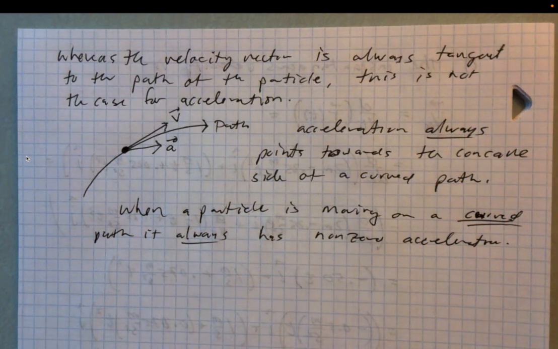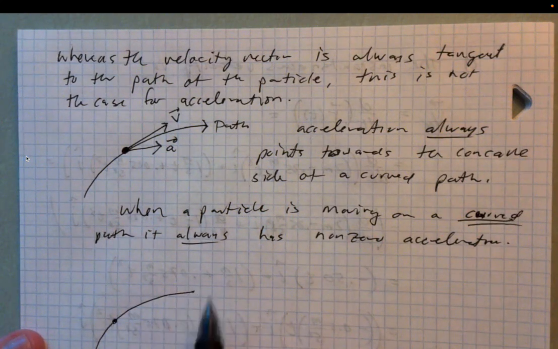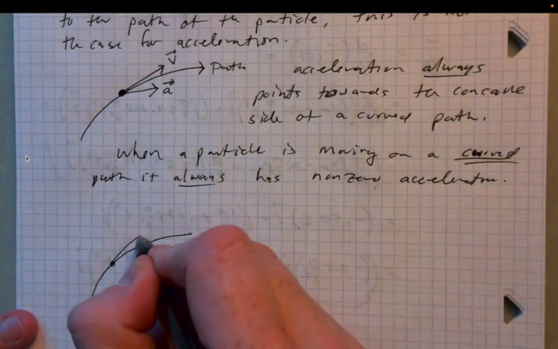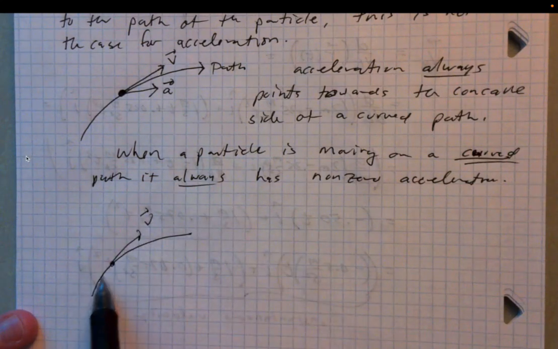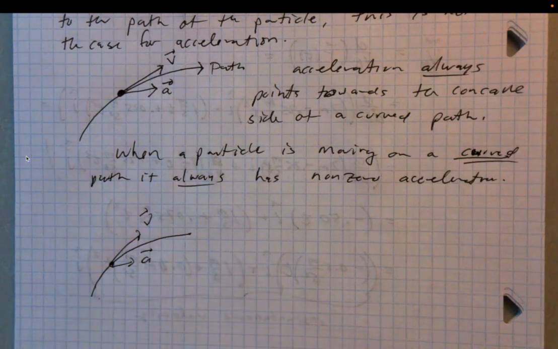We tend to think in the one-dimensional case, if an object's speed is constant, then it has no acceleration. But in two or three-dimensional space, even if a particle has constant speed, if it's on a curved path, its acceleration is non-zero, right? So if my velocity is like this, but I'm changing direction, then my acceleration is non-zero, even when it has constant speed.